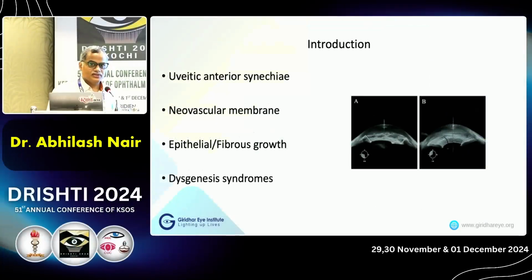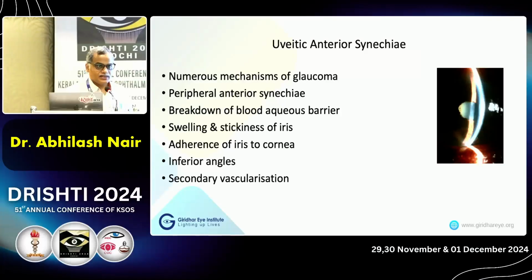So this consists of a number of varying disorders which have actually nothing much in common, apart from the fact that there are membranes that form between the cornea and the iris at the anterior chamber. So we'll first deal with uveitic anterior synechiae, and we know that in uveitis, there are numerous mechanisms that can cause glaucoma, but we are interested in the peripheral anterior synechiae because that's where the anterior pull mechanism comes.